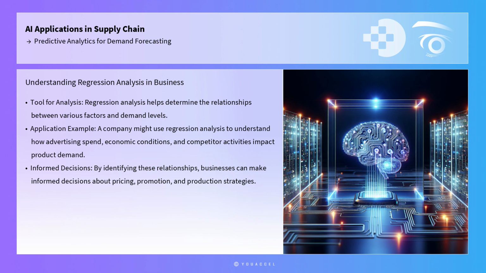Another significant tool is regression analysis, which helps determine the relationships between various factors and demand levels. For example, a company might use regression analysis to understand how advertising spend, economic conditions, and competitor activities impact product demand. By identifying these relationships, businesses can make informed decisions about pricing, promotion, and production strategies.